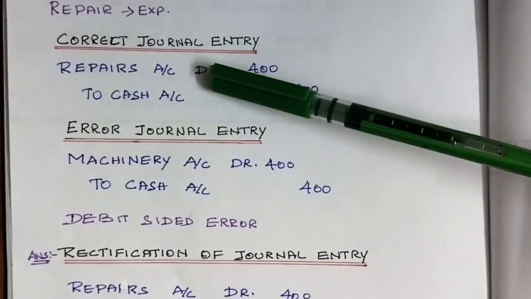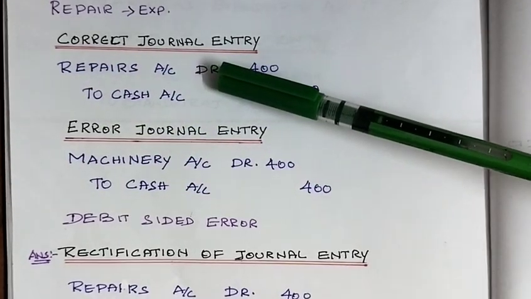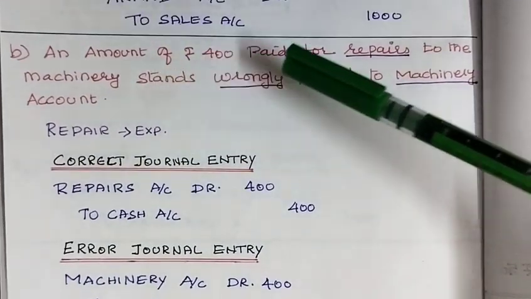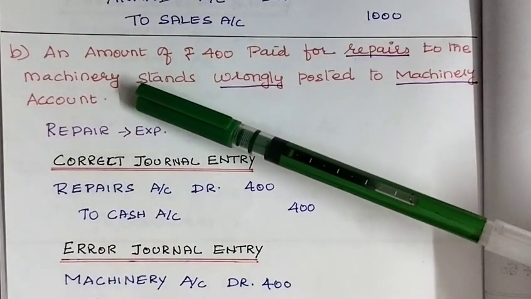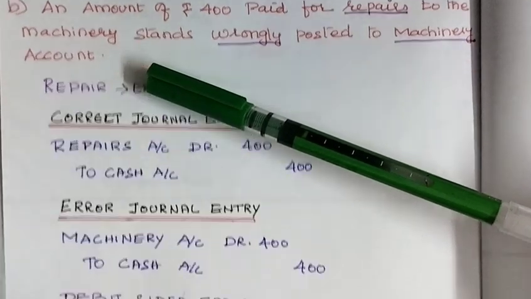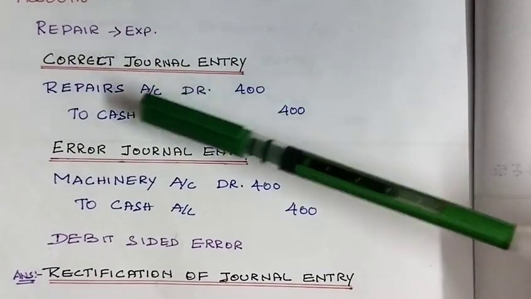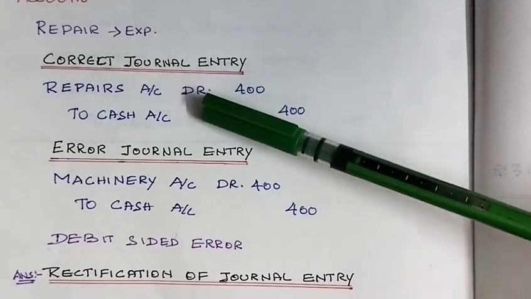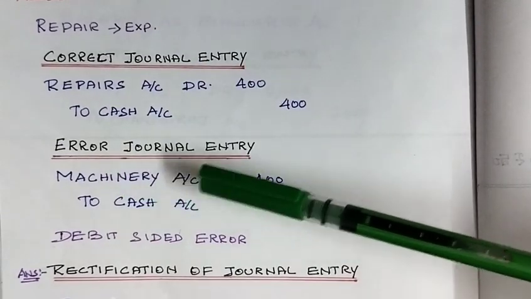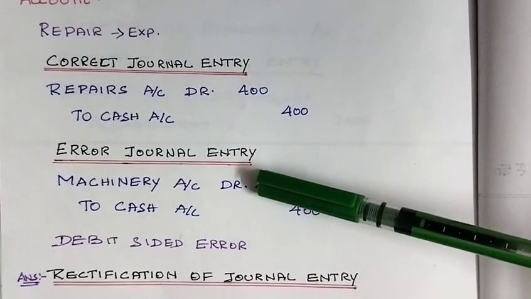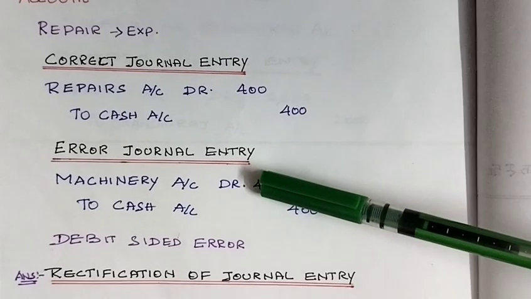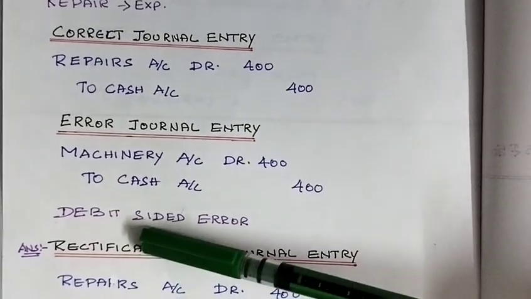The debit side has the error because different accounts are posted here. Repairs account is the correct entry, because you paid for repair charges. Repairs account debited is the correct one. Machinery account debited is the error. Now we have found the error, and it is on the debit side.